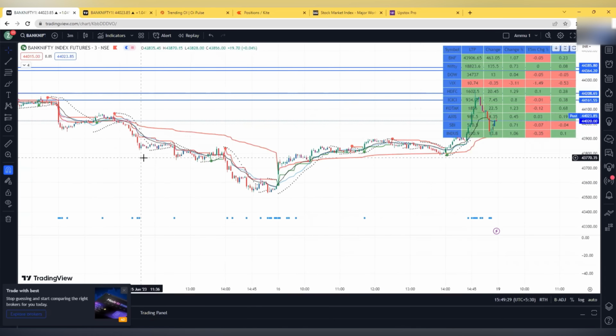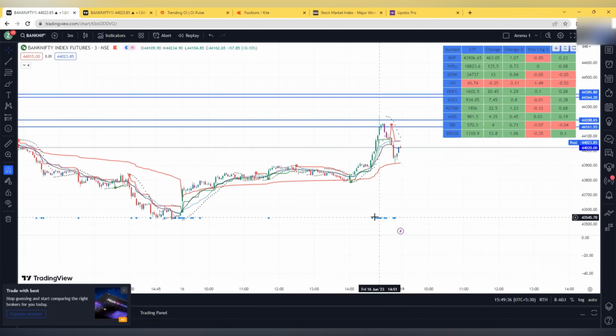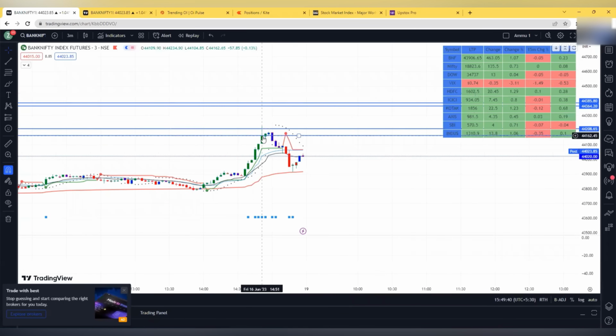Why? Firstly, because volume was on the selling side, and there's nothing convincing to go on the upside here. Only here we are getting the volume. But once it comes to that rejection level, those rejections are also coming with very good volume, and these two sets of candles are also with very good volume.